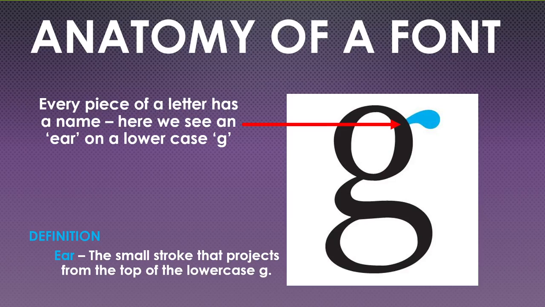So, the anatomy of a font is every single different piece of a font, what goes to making up that font or that letter shape. Like we see here, the definition for ear is the small stroke that projects from the top of the lowercase g, and we can see that that is called an ear.